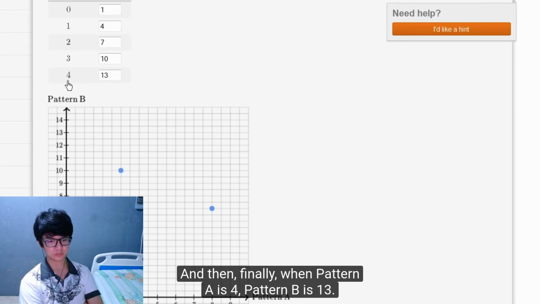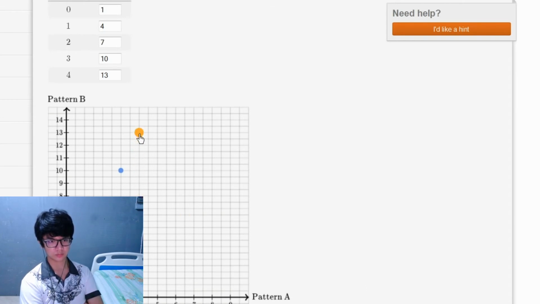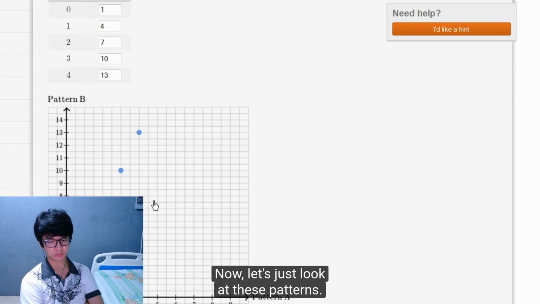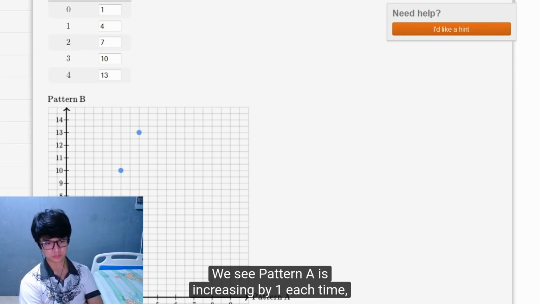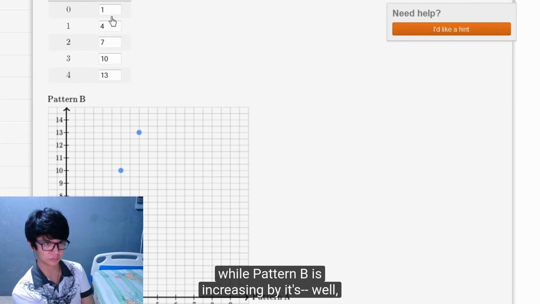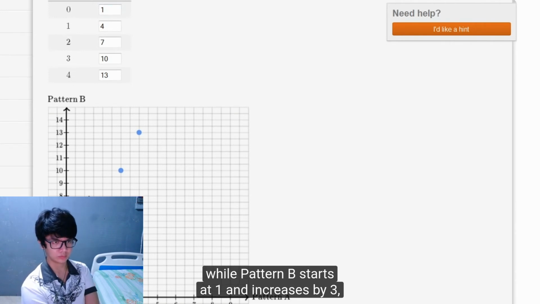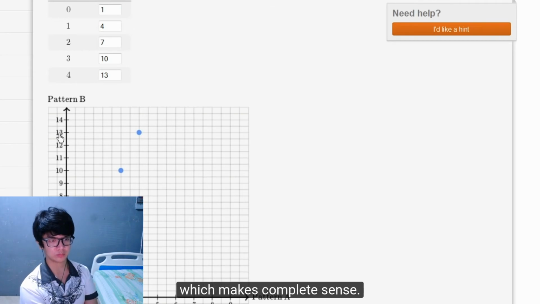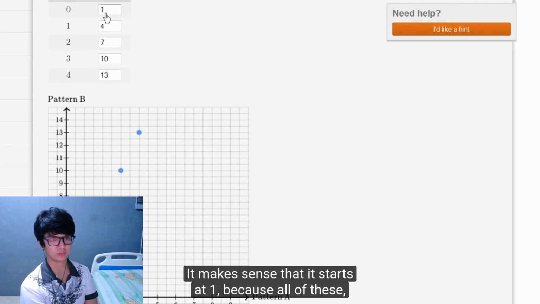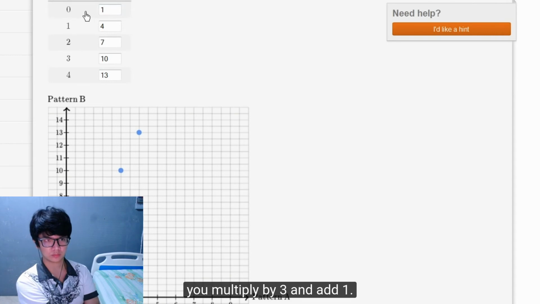And then finally, when pattern A is 4, pattern B is 13. Now let's just look at these patterns. We see pattern A starts at 0 and increases by 1, while pattern B starts at 1 and increases by 3, which makes complete sense. It makes sense that it starts at 1 because all of these you multiply by 3 and add 1.